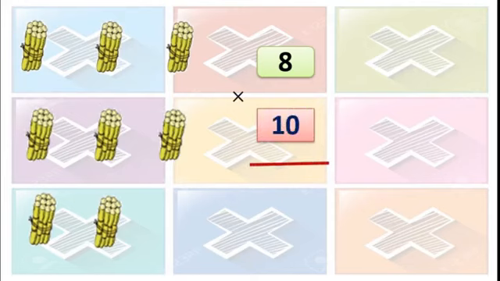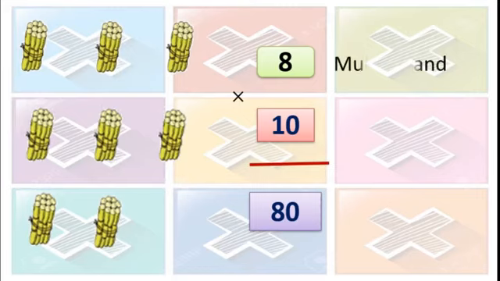Now 8 tens how much? 80. This is the answer. Means total 80 sugar canes are there in 8 bundles. Dear students, please observe this 8.